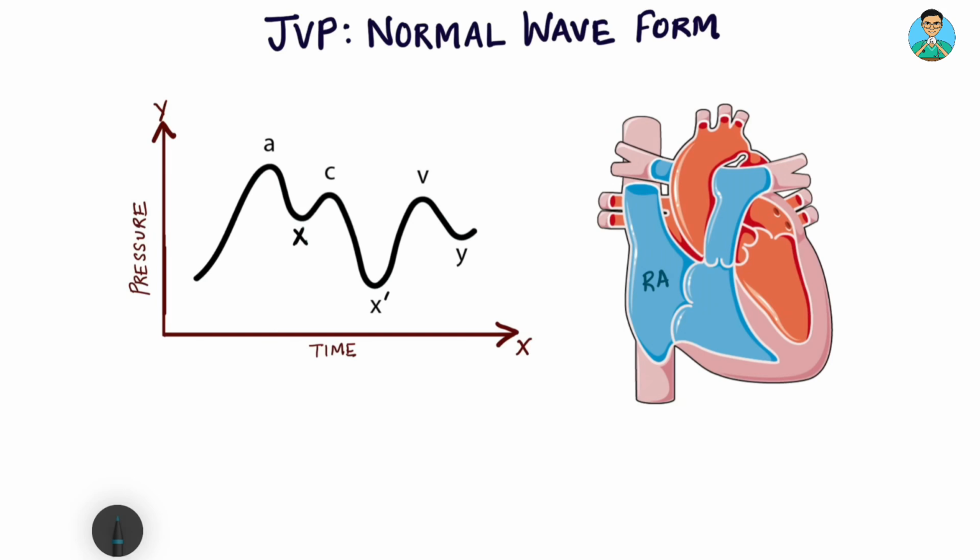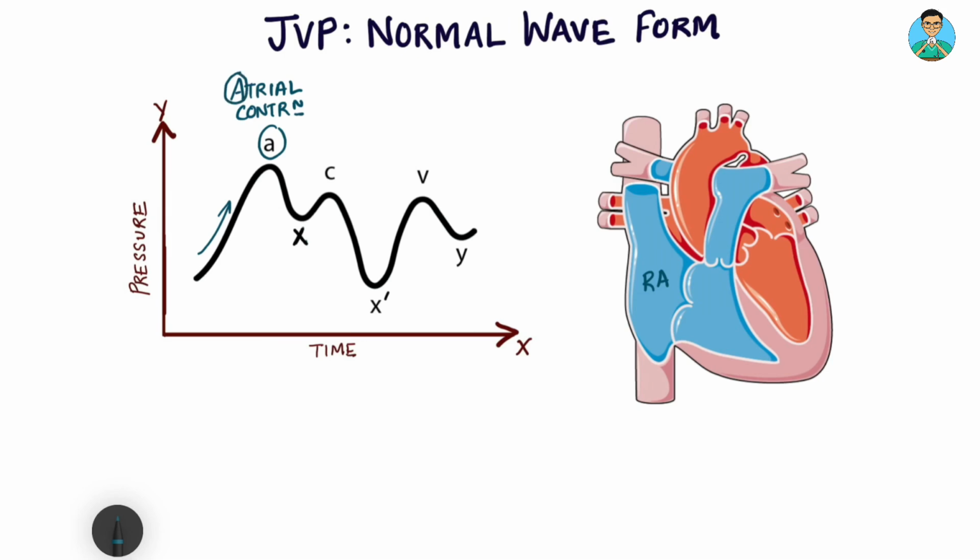So initially, what happens? There is an increase in the jugular venous pressure due to something known as atrial contraction. And this A over here represents atrial contraction. The A over here should remind you of atrial contraction.